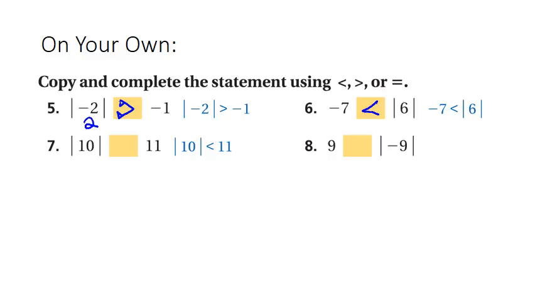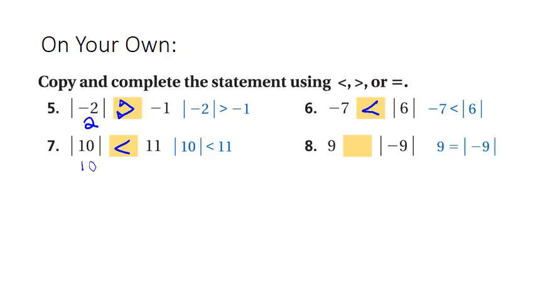As we look at the absolute value of 10, we can see the absolute value of 10 is just +10, and +10 is going to be less than 11, because you'd rather have $11 than 10. So we'd say that this is less than.